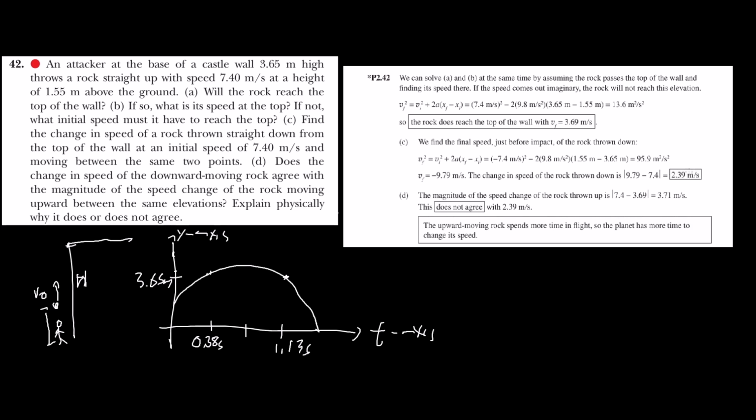So this is the change of speed for part A, part B, and it's the same by assuming the rock passes the top of the wall and find the speed there. If the speed comes out imaginary, the rock will not reach the elevation. The rock does reach the top with a speed of 3.69 meters per second. And we find that the change of speed is going to be 2.39 meters per second between those 2 points. And what is part D? Does the change of speed of the rock moving downward agree with the magnitude of the speed of the rock moving upward? The change of speed of the rock thrown upward is going to be this, and it does not agree with 2.39 meters per second.